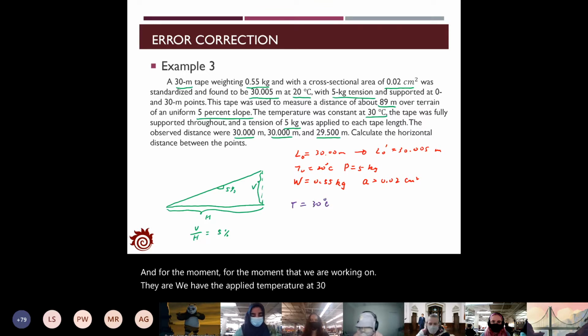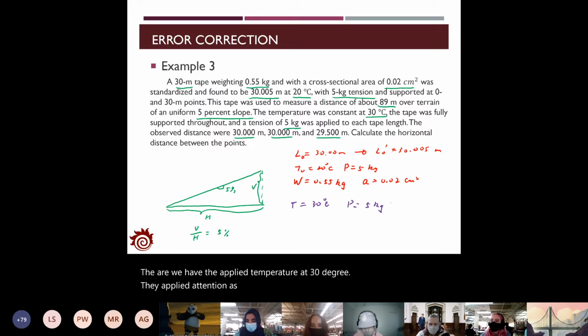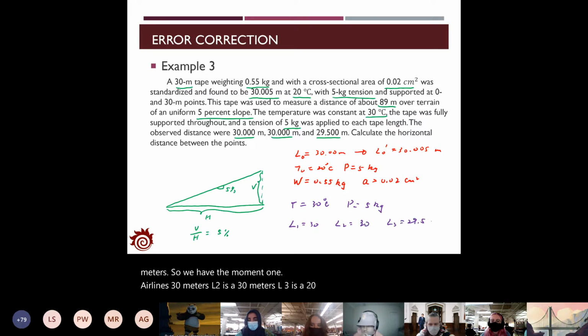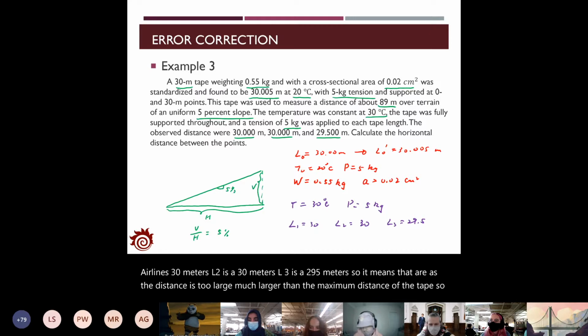And for the measurement that we are working on, we have the applied temperature as 30 degrees, the applied tension as 5 kilogram, and we have three measurements to measure the rough distance about 89 meters. So we have the measurement 1, L1 is 30 meters, L2 is 30 meters, L3 is 29.5 meters. So it means that as the distance is much larger than the maximum distance of the tape, you need to conduct multiple measurements.